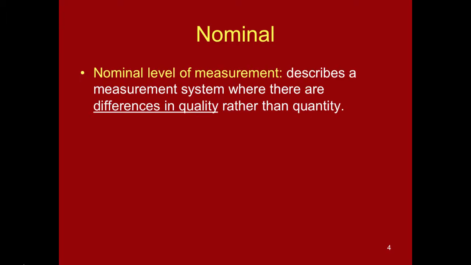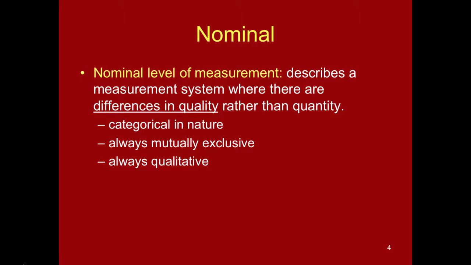We'll start with the level of measurement that gives us the least amount of information, the nominal level. The nominal level of measurement describes a measurement system where there are differences in quality rather than quantity. This level is categorical in nature in that it names which category an outcome score can be placed. These labels are always mutually exclusive. An outcome cannot be in more than one group. Lastly, variables that are at the nominal level of measurement are always qualitative.